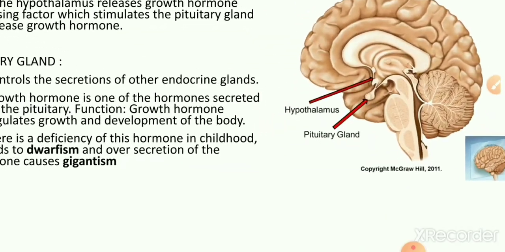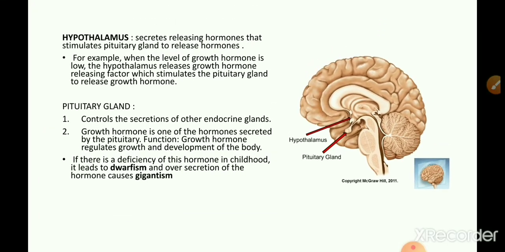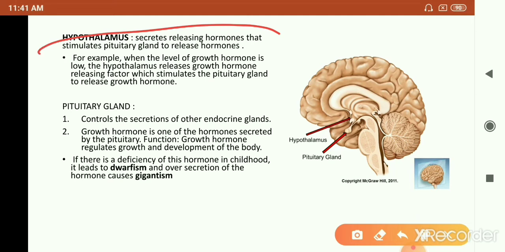So here you find that the hypothalamus, by releasing various types of releasing hormones, stimulates the pituitary gland to secrete its own hormones. And that's why the hypothalamus is called a connecting link between the nervous system and the endocrine system.